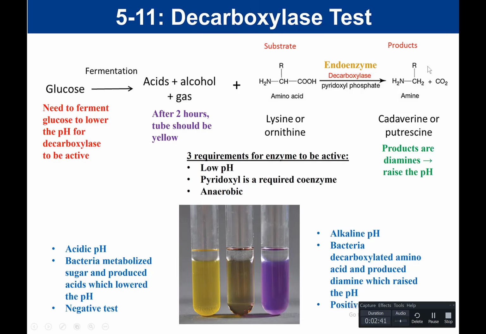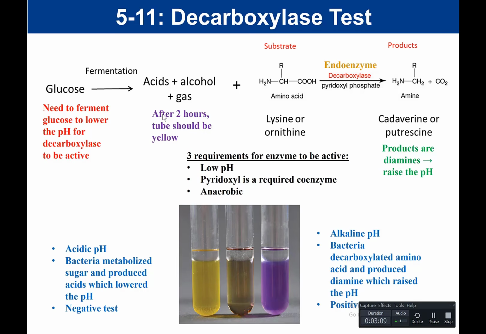And then you want to know that the products are going to be either cadaverine or putrescine, depending on the substrate, and carbon dioxide. You want to know that there's glucose in the media. Again, we need the glucose to be there in order to produce acids to lower the pH, because this reaction is only active if the pH is lower.